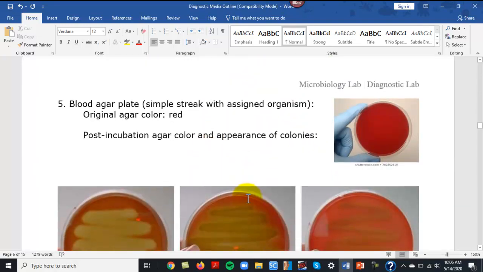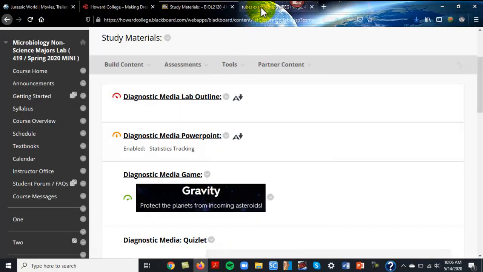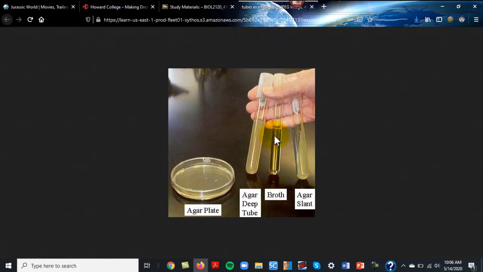Blood agar. I think I minimized. I didn't. I had mentioned this. This is general media. There's a deep agar tube. We don't use that much. Here's a broth tube that's clear, sterile. There's an agar slant. There's a plate.